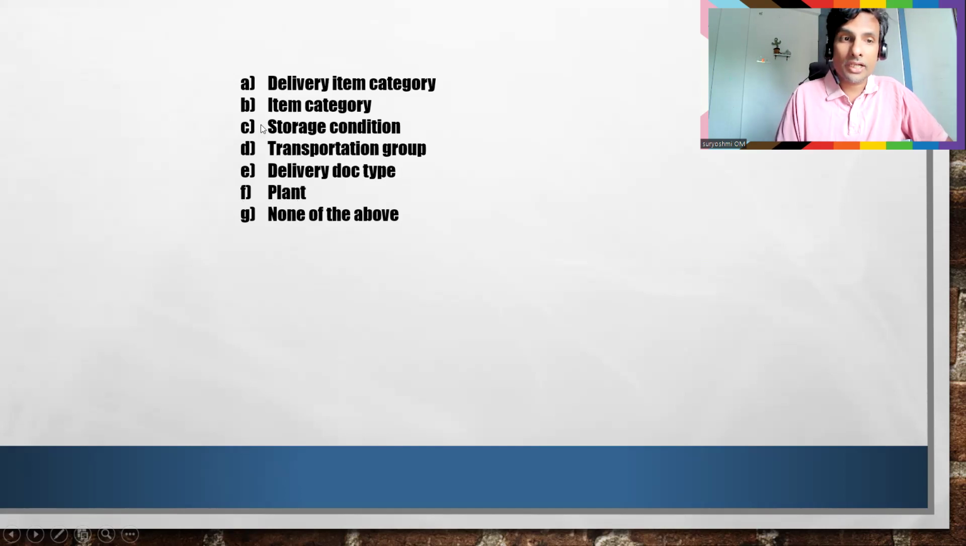So F and C are the correct answers. C and F are the correct answers. I'm repeating: storage condition and plant is the correct answer. All remaining options are wrong.